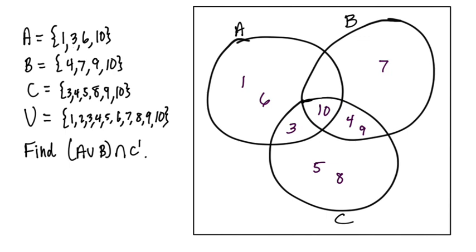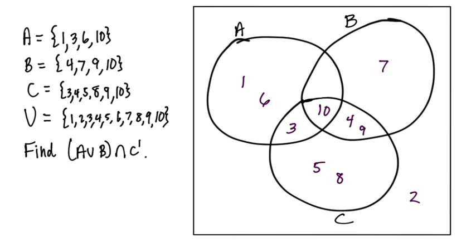So finally, we need to look outside of those 3 circles. And if you look at the numbers that we have, we're missing 2. And so 2 is out here. So you can count them up, 1, 2, 3, and so on. We do have them all up through 10, because remember, the universal set is 1 through 10. Okay, so now we're ready to do this problem.